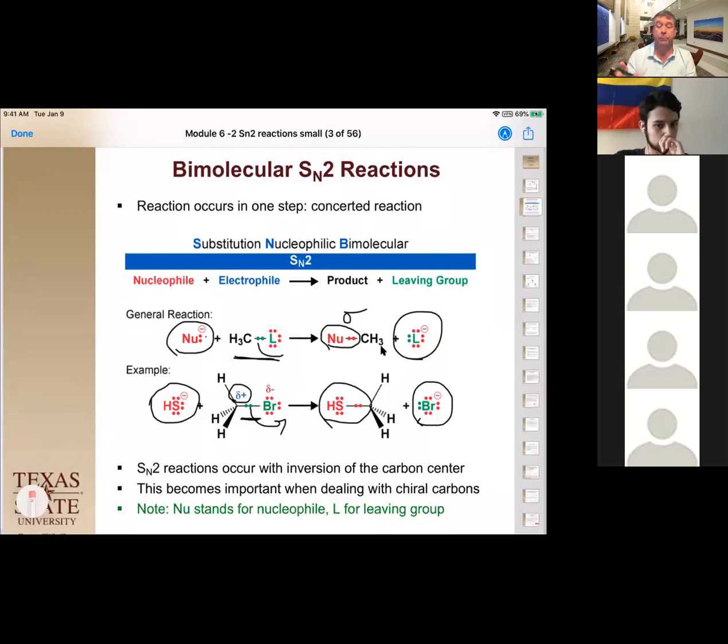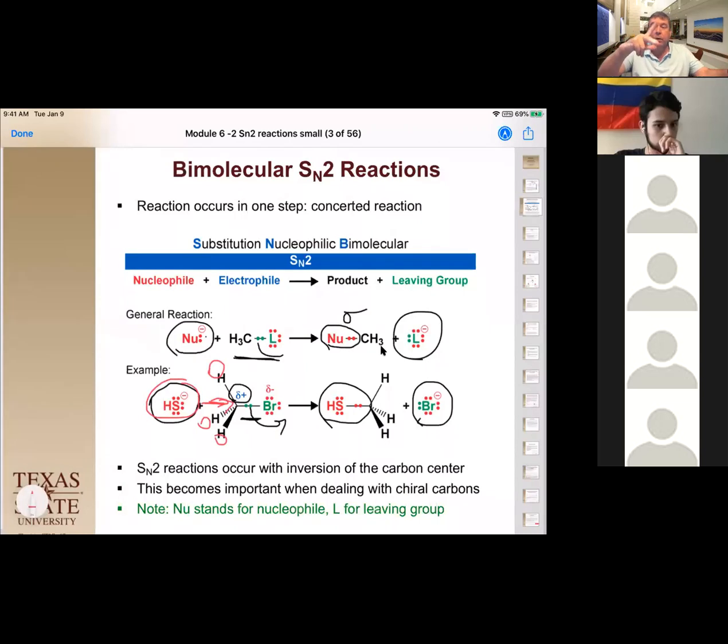This is very important, okay? If we have this coming in this direction here, then that means that how big these three groups are is going to change our reactivity. In this case here, they're all hydrogens, so they're very small. So they're not going to affect our ability for this group to come in here and make that new sigma bond.